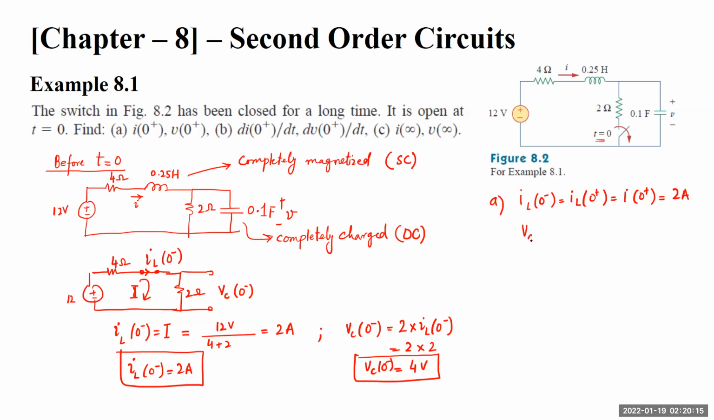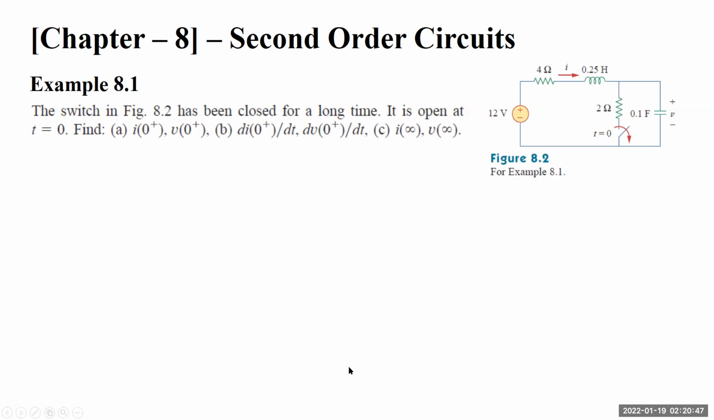We can also write that VC(0-) equals VC(0+) equals V(0+), and this is equal to 4 volts, right? So this is the first part of our solution, which we will get. Okay, then right now let's move ahead and see how we can solve it.